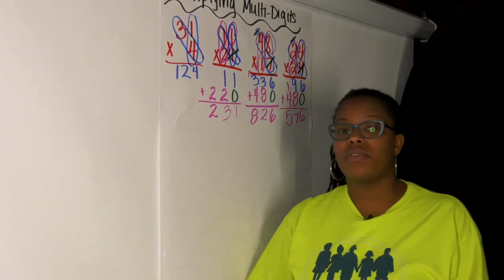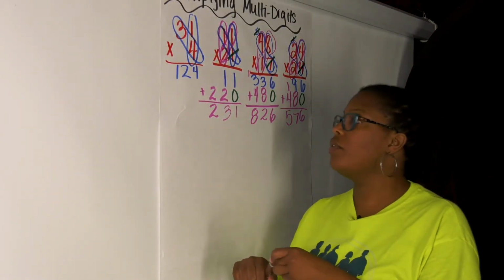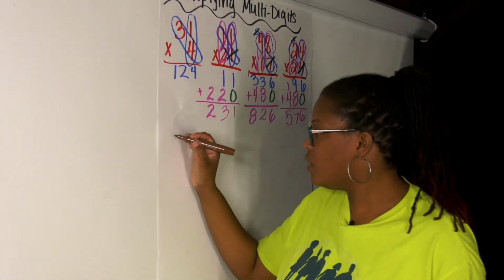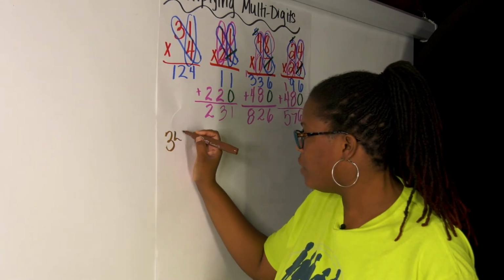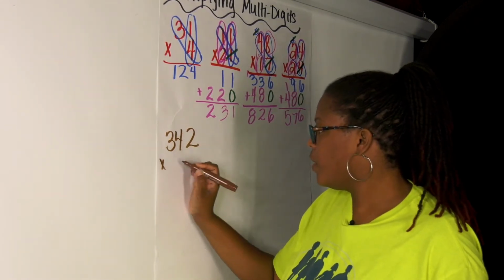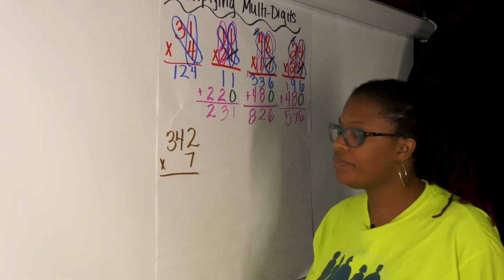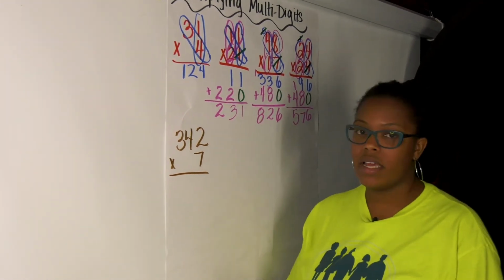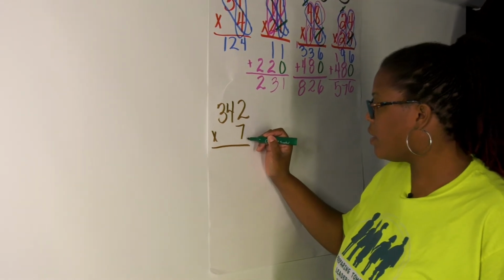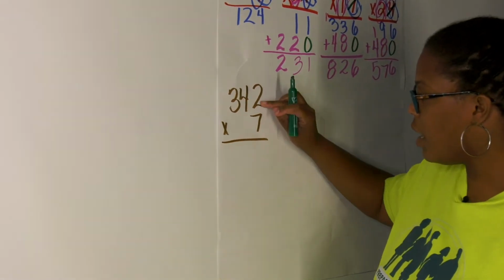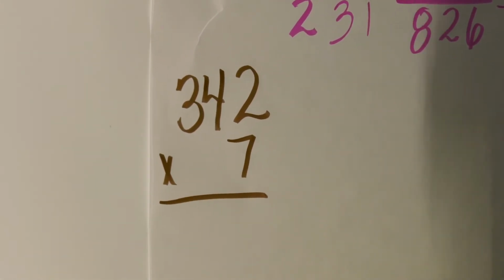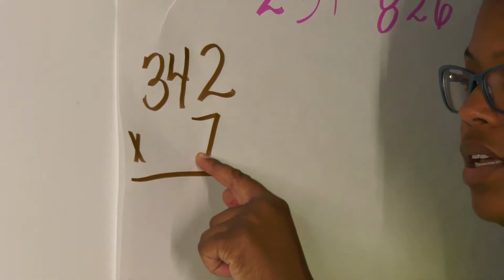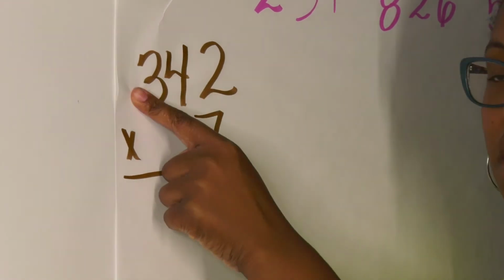All right, so with our 3-digit numbers, I'm going to start with the 3-digit by 1-digit first, and then I'm going to shift to 3-digit by 2-digit. So let's say we have 342 times 7. This is just like that 1-digit process. Your bottom is being multiplied by all your top numbers. So you take your 7 times 2 and you just keep going.